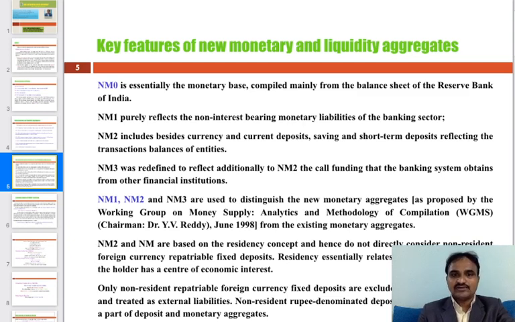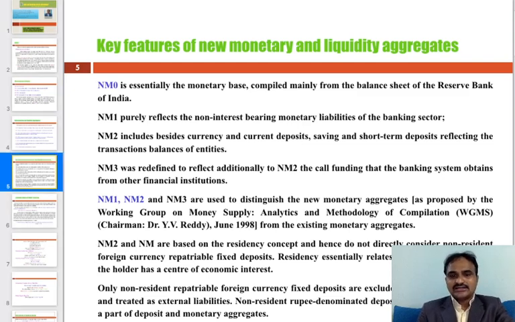That means NM1, NM2 and NM3 are used to distinguish the new monetary aggregates as proposed by the RBI Working Group on Money Supply: Analytics and Methodology of Compilation, that is WGMS. In this committee, the chairman was Dr. Y.V. Reddy, June 1998, and these differ from the existing monetary aggregates. NM2 and NM3 are based on the residual concept, hence do not directly consider non-resident foreign currency repatriable fixed deposits. Residency essentially relates to the country in which the holder has their entire economic interest.